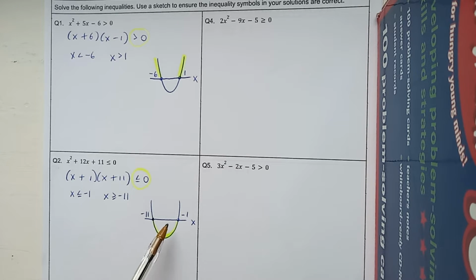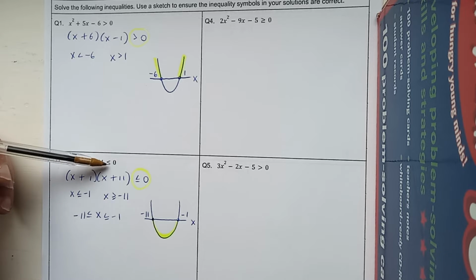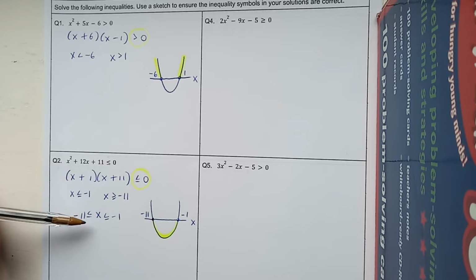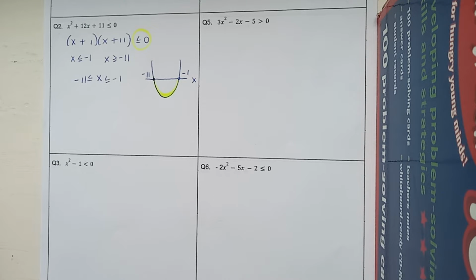Because this is one continuous portion of my diagram, I can write my answer as x being between minus 11 and minus 1. Just notice there that there's an equals part in the symbol in the question, so I ensure that there are equals parts in the solutions as well. On to question 3. First I'll factorise. This time it was a difference of two squares factorisation, and next I'll sketch.